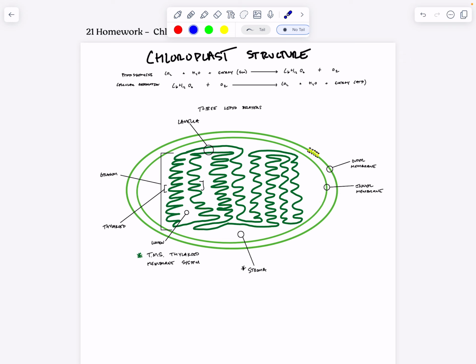So that's it. Outer membrane, inner membrane, stroma, and the TMS, the thylakoid membrane system, which is composed of a thylakoid itself, the granum, which is the stack of thylakoids, the lamella, the connections between the different grana, and the lumen, which is the space inside of the TMS. That's all.